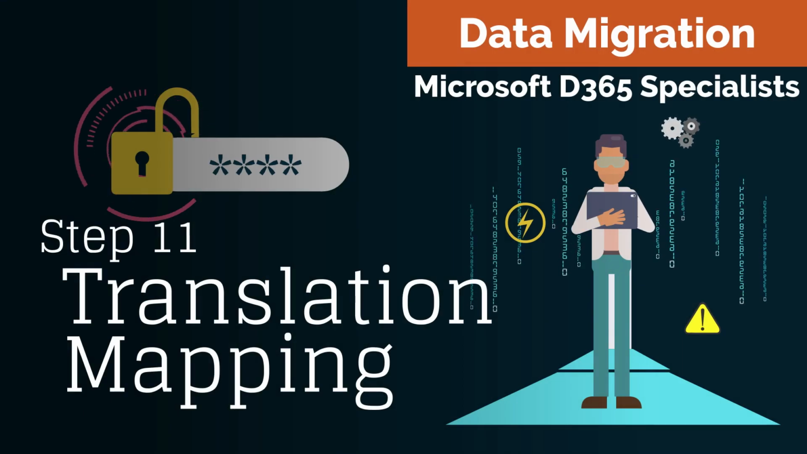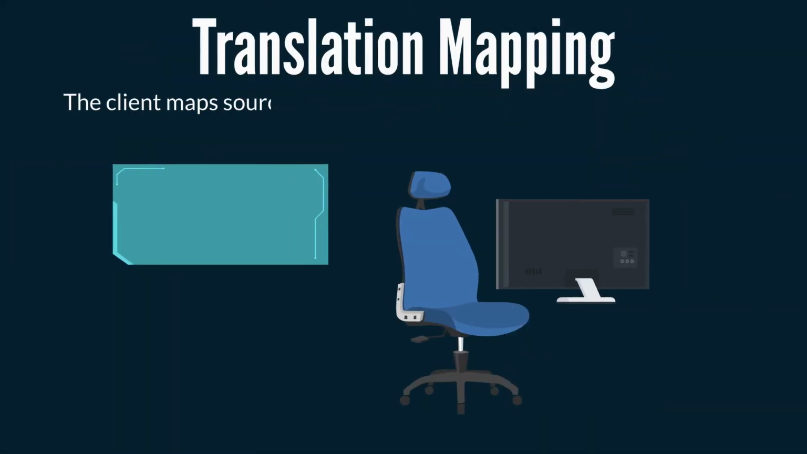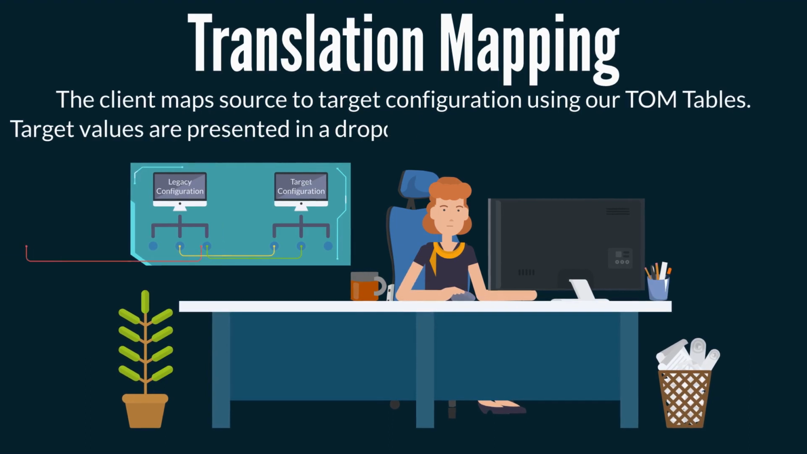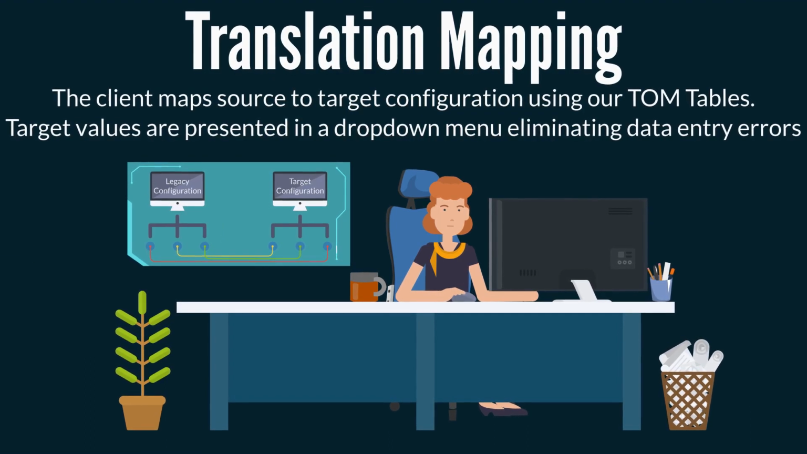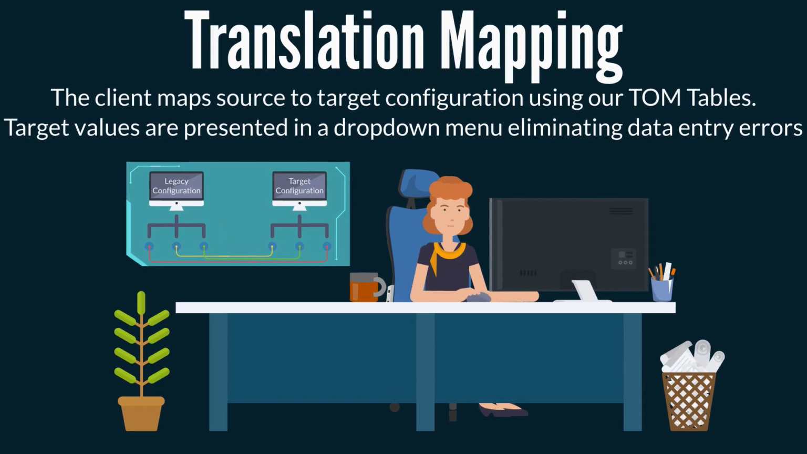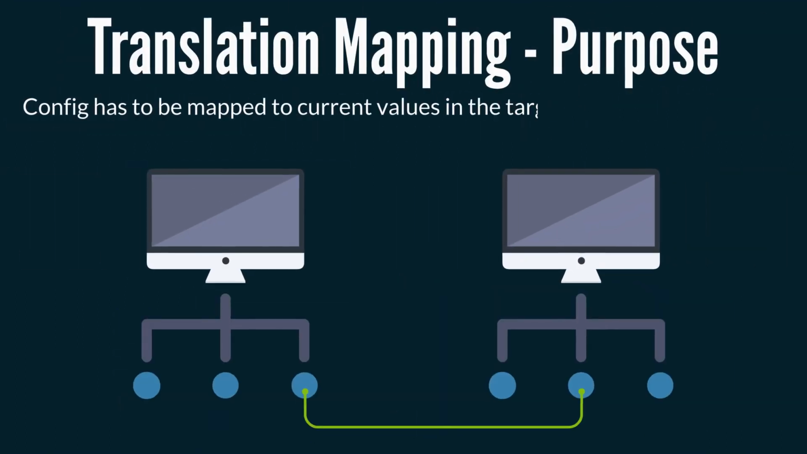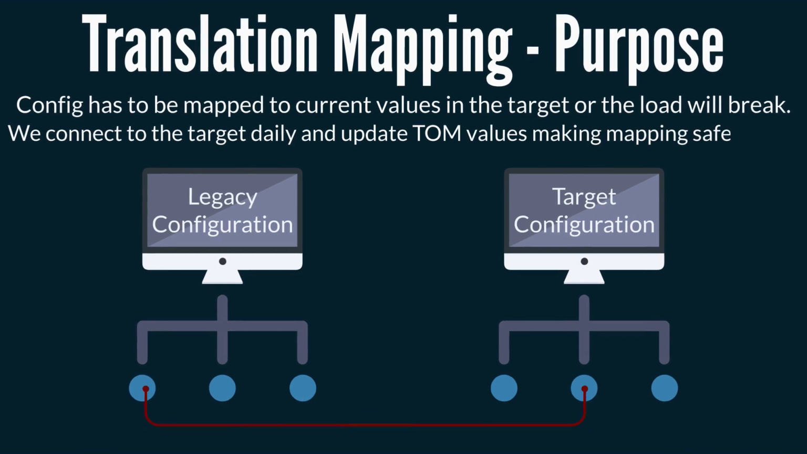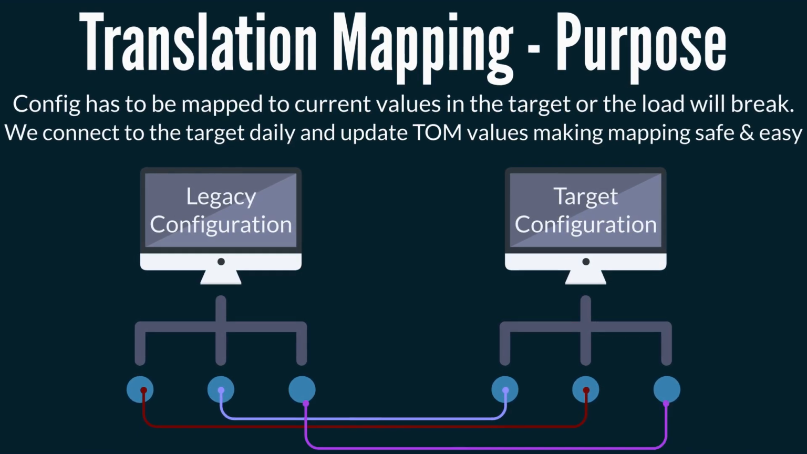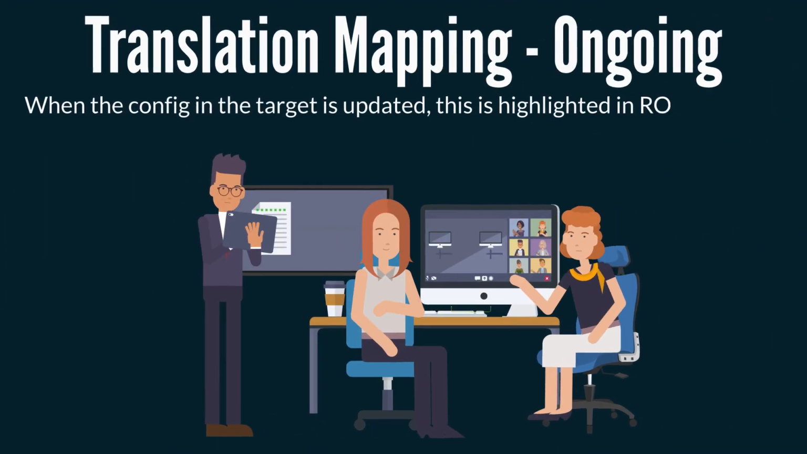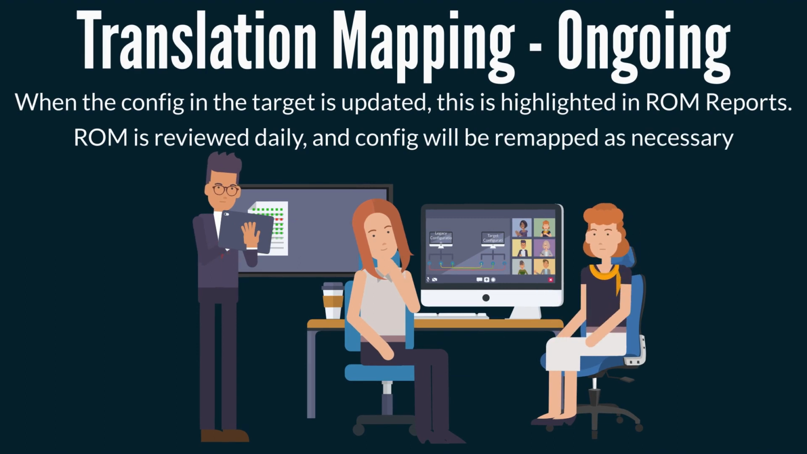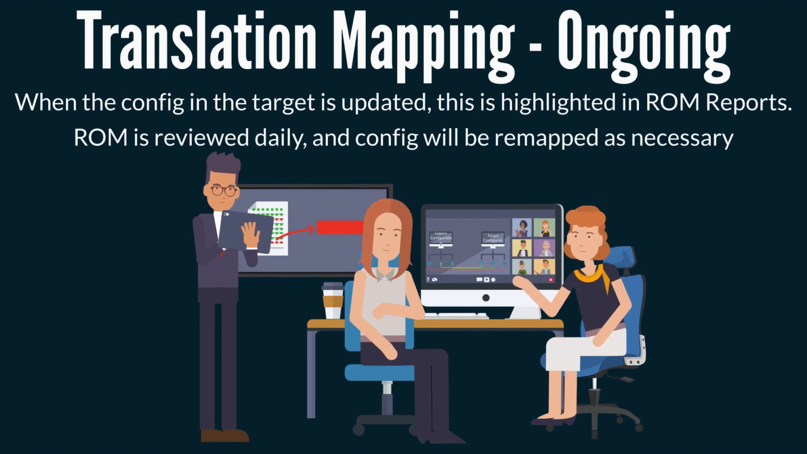Step 11, translation mapping. The client maps source to target configuration using our TOM tables. Target values are presented in a drop-down menu, eliminating data entry errors. Config has to be mapped to current values in the target, or the load will break. We connect to the target daily and update TOM values, making mapping safe and easy. When the config in the target is updated, this is highlighted in ROM reports. ROM is reviewed daily, and config will be remapped as necessary.